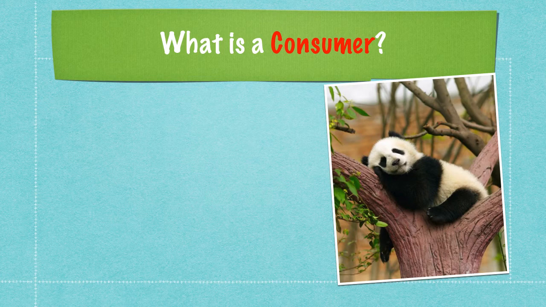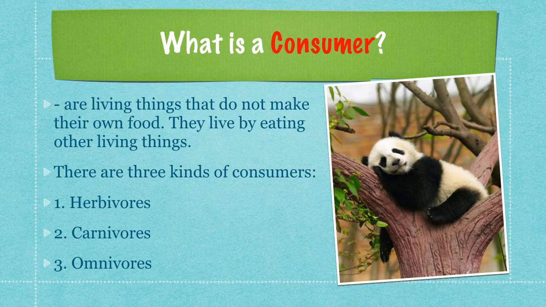Okay? Next. Question. What is a consumer? Any idea? Consumers are living things that do not make their own food. Meaning to say, they live by eating other living things. There are three kinds of consumers. We have number one, herbivores, second, carnivores, and third, omnivores.